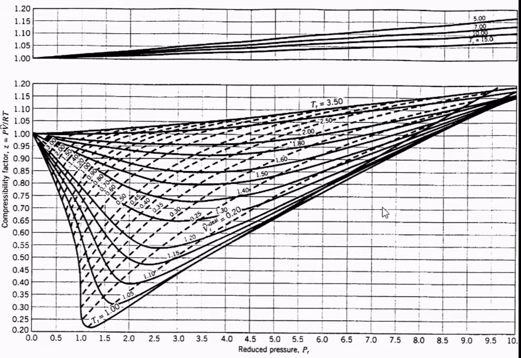Okay, so this is our compressibility chart. On our compressibility chart, we have our reduced pressure, which is on the x-axis here. Then we have our compressibility factor, which is Z, which is equal to PV over RT. This PV over RT are the ideal gas properties.